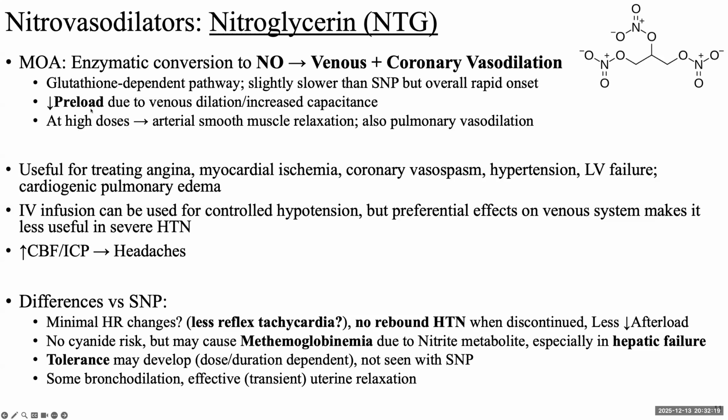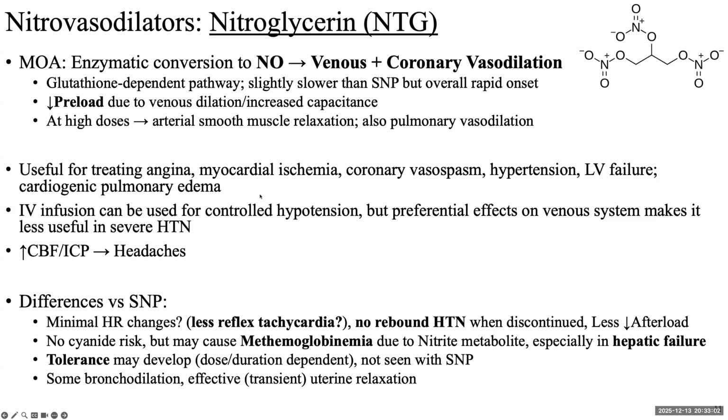It does cause a decrease in preload, again, because we're dilating on the venous side, and we have increased venous capacitance. Now, at really high doses, you might start to see arterial smooth muscle relaxation and also pulmonary vasodilation. So NTG, we remember from our ECG class, is one of those treatments for acute coronary syndrome, right? So it's useful for treating angina, myocardial ischemia, coronary vasospasm, hypertension, of course LV failure, and it's also useful for treating cardiogenic pulmonary edema.